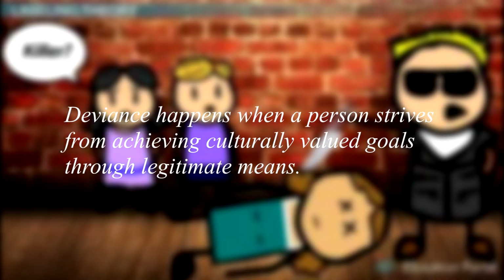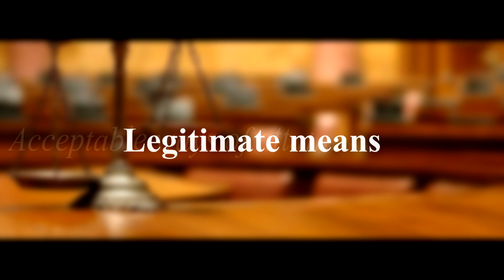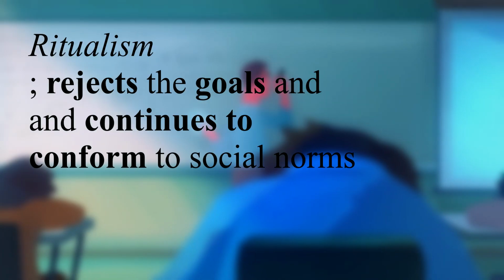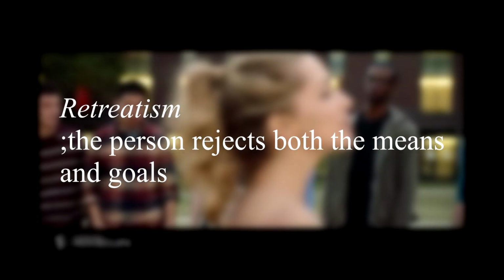We have now what we call the Anomie theory, where according to Merton in 1957, deviance happens when an individual strives for achieving culturally valued goals through legitimate means. Legitimate means are the acceptable ways of gaining goals. There are four ways a person responds to anomie. The first one is what we call ritualism, which is where a person rejects the goal and continues to conform to social norms. The second one is retreatism, where the person rejects both the means and goals.